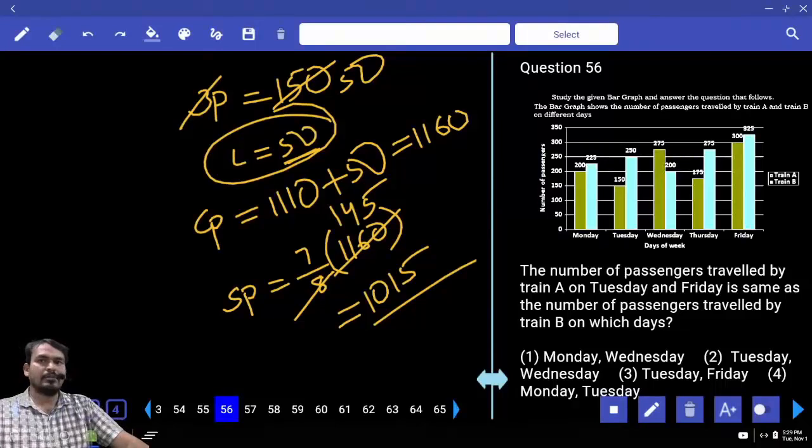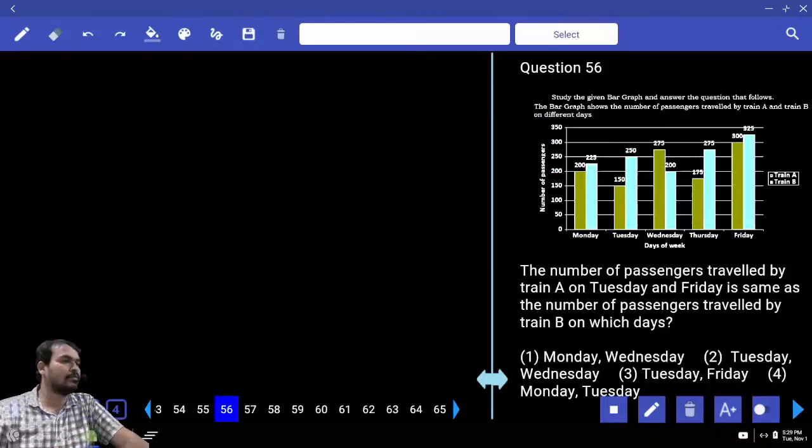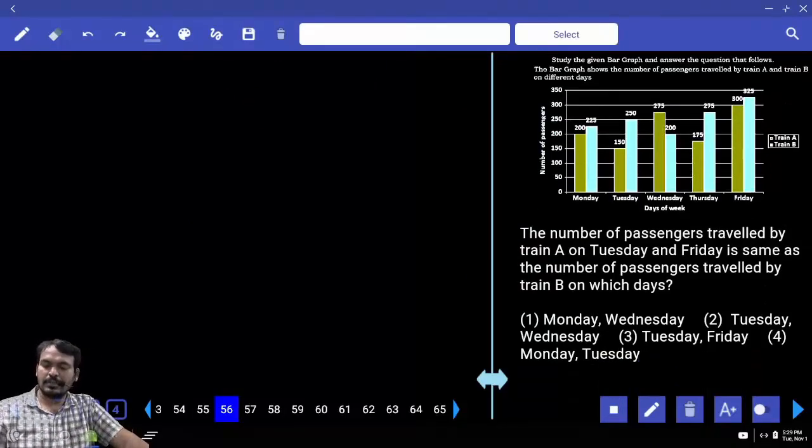Next question number 56. A bar graph is given. The bar graph shows the number of passengers travelled by train A and train B on different days or not? Okay. One is train A, another one train B data. Different days are given or not? What is the first question? The number of passengers travelled by train A on Tuesday and Friday is the same as the number of passengers travelled by train B on which days or not?